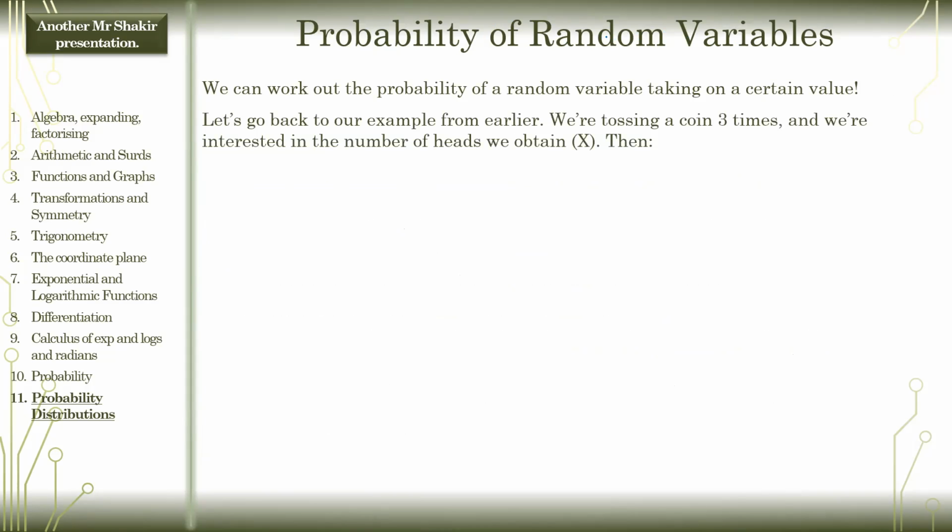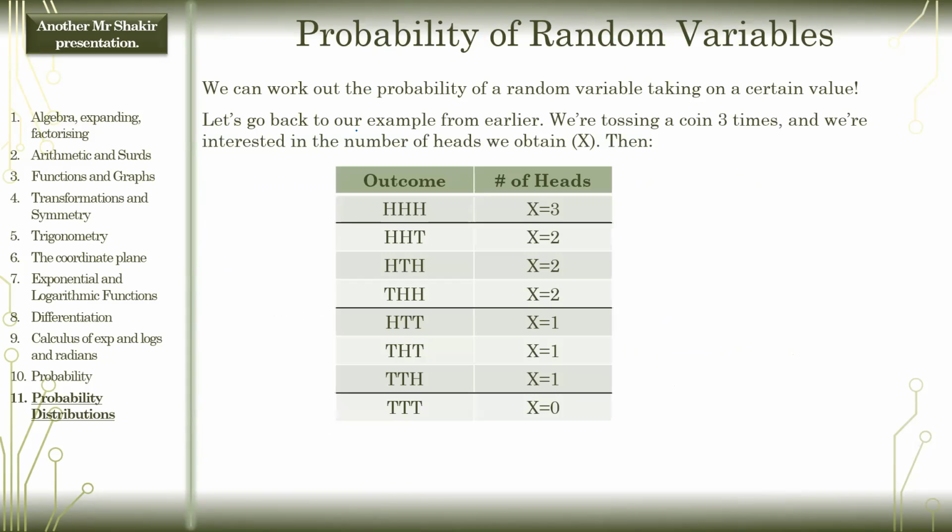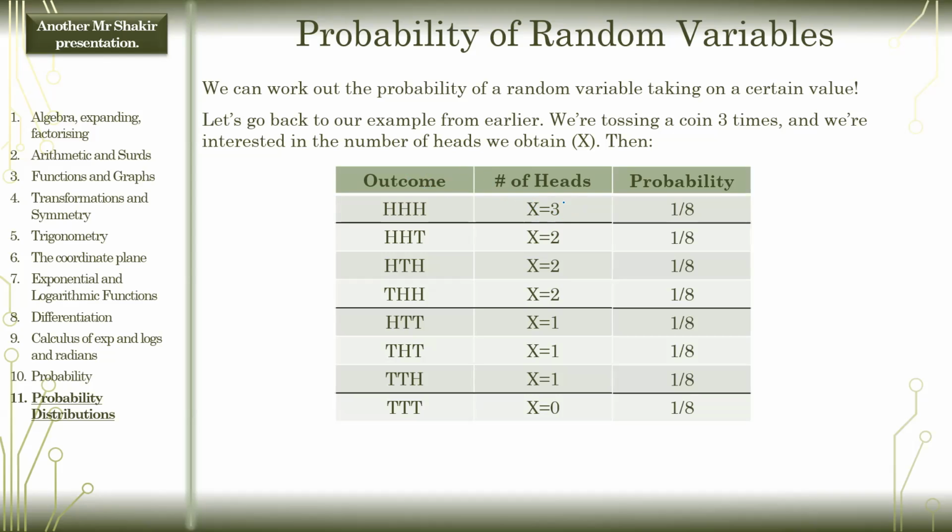Let's go back to our example from earlier. We're tossing a coin 3 times. We're interested in the number of heads we obtain. This is the exact table we had before. As you can see over here, the number of heads is 3. There's only 1 of them. The probability of these are as follows.